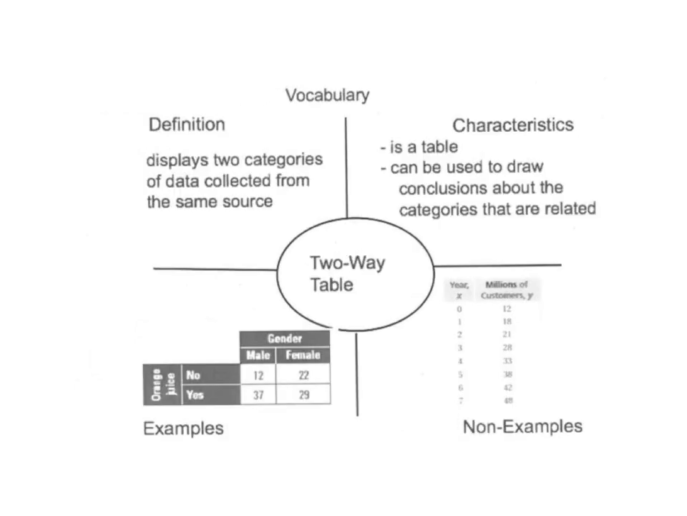A two-way table displays two categories of data collected from the same source. Characteristics: it is a table, and it can be used to draw conclusions about categories that are related. So we usually have a question, like a yes and no question, that shows how those are related to each other. And then we can also do associations along with it.